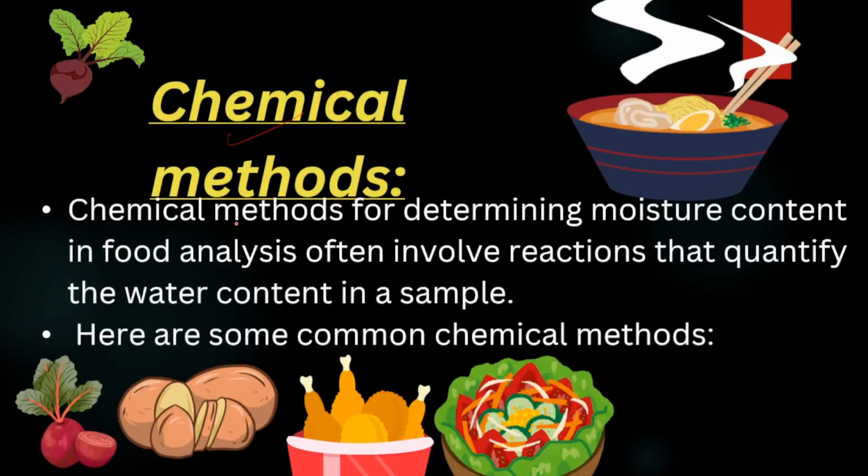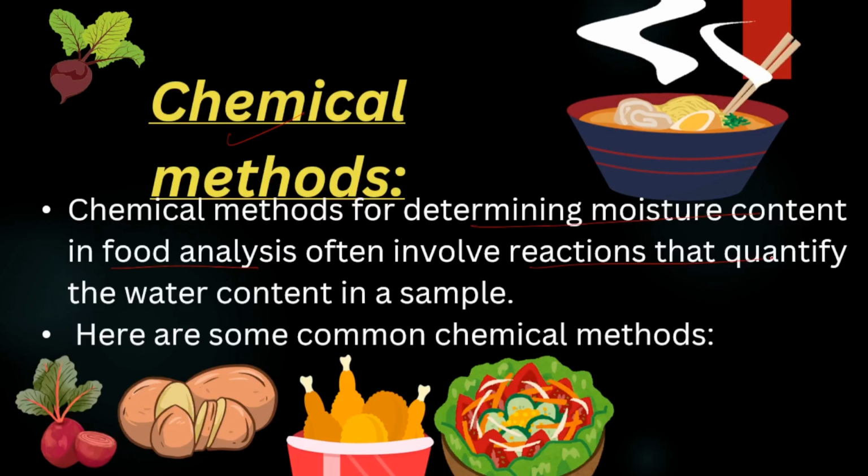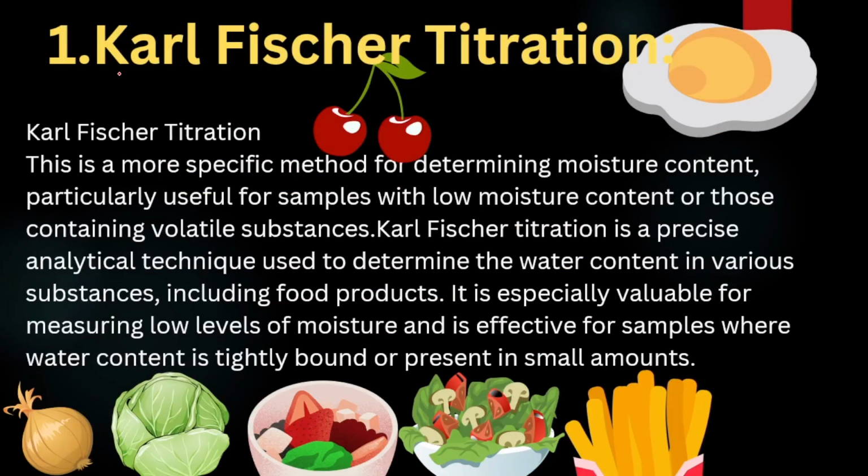Now coming to the chemical methods. They are used for determining the moisture content in food analysis, and often involve reactions that quantify the water content in a sample. Here are some common chemical methods. Karl Fischer titration. It is a more specific method for determining the moisture content, particularly used for samples with low moisture content or those containing volatile substances.